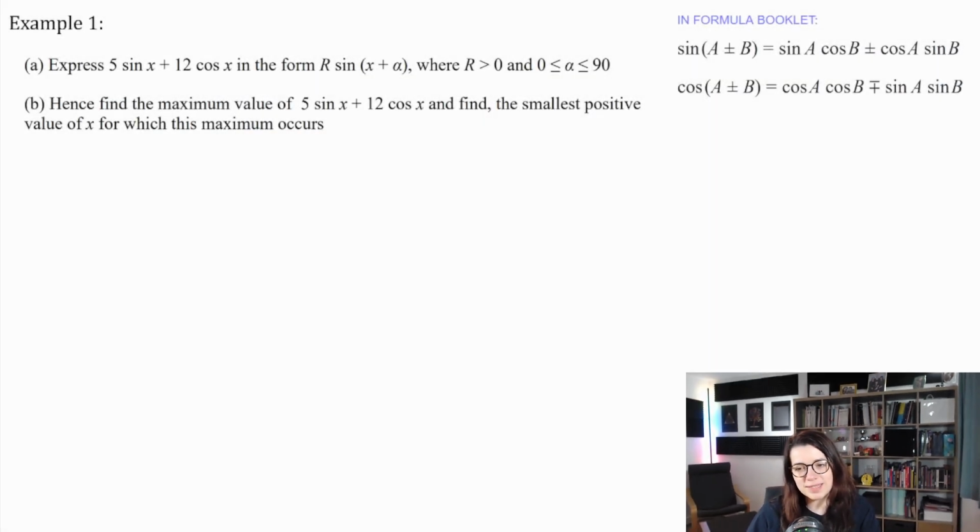Let's look at the R alpha method through a few examples. Example 1: express 5 sine x plus 12 cos x in the form r sine (x plus alpha), where r is greater than 0 and alpha is between 0 and 90 degrees.